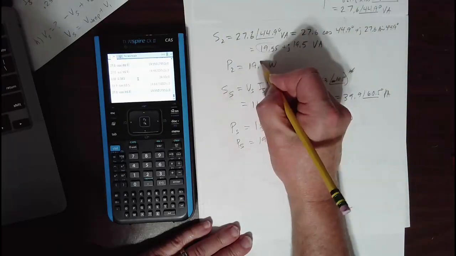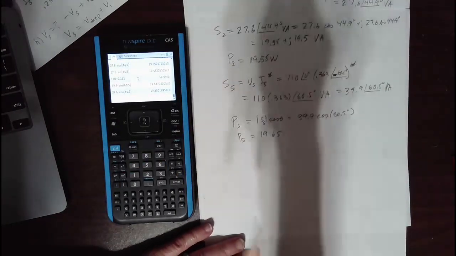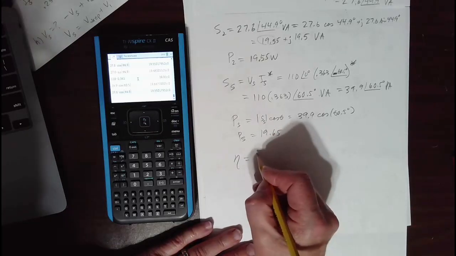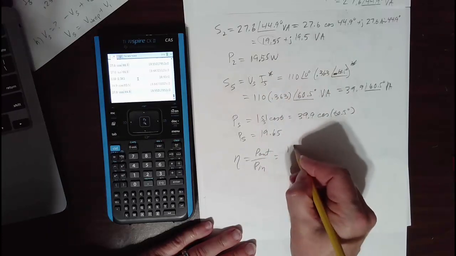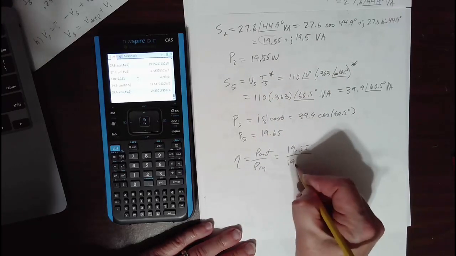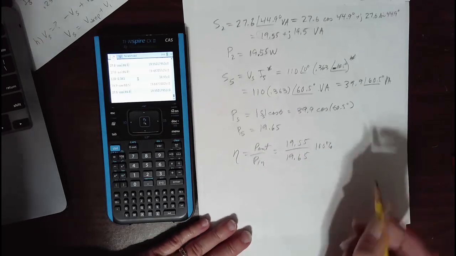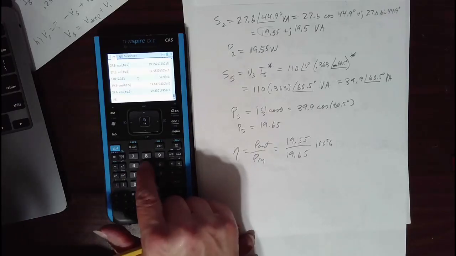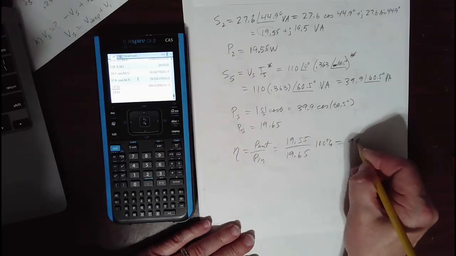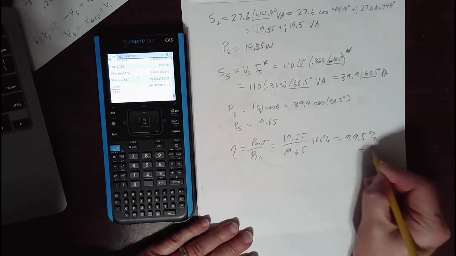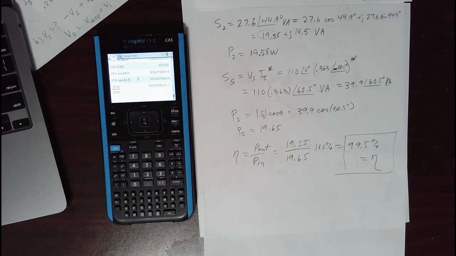It's such a small difference. I should have kept 4 sig figs all the way through to be fair, but we can get a number here. So efficiency is power out over power in. Power out is P2 19.55 and power in is PS 19.65. Take it times 100% to get it as a percentage. 19.55 divided by 19.65 is 99.5%. Still very close to being in the rounding error, but there we go.